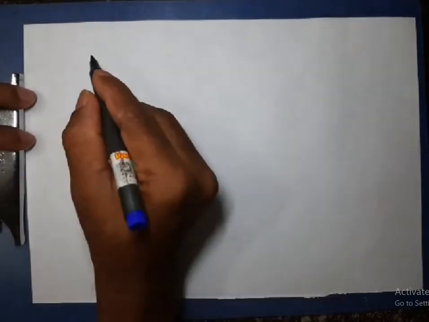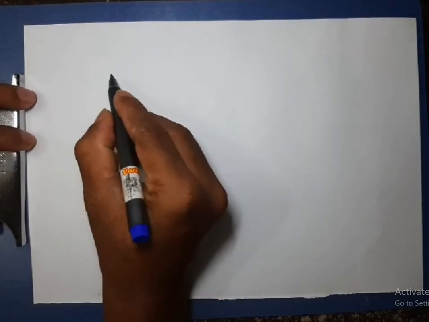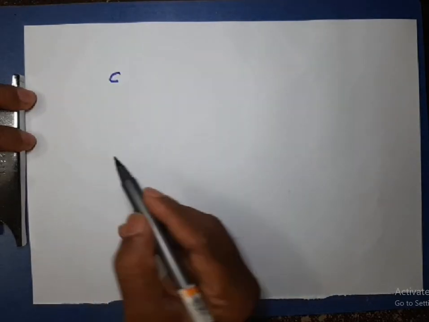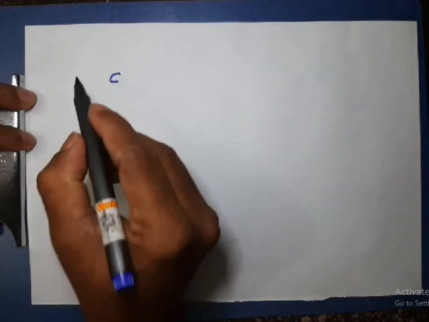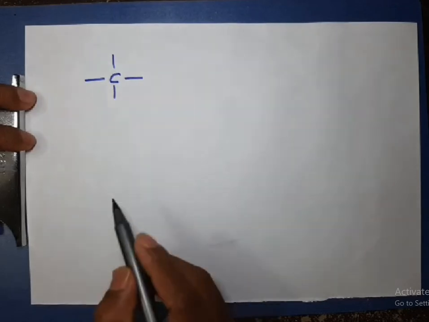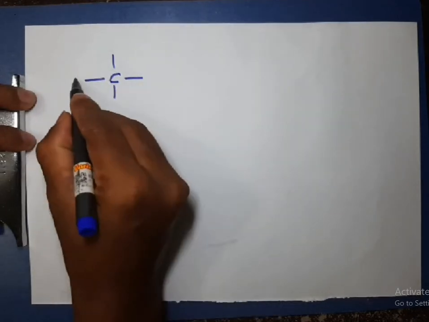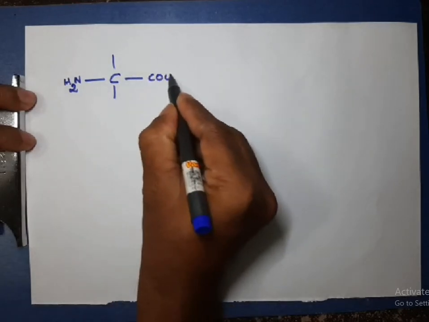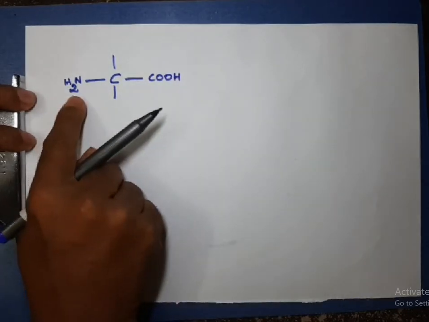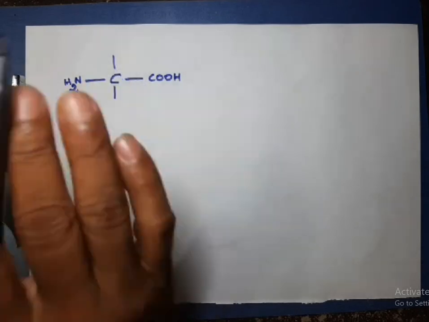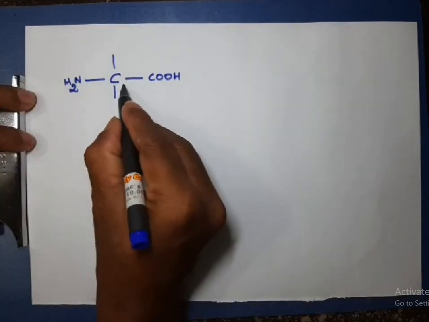So as I told you, in amino acid, we have alpha carbon. This alpha carbon is connected with four groups, right? One is the amino group, let me write this as NH2. The other one is the carboxylic acid group. If the amino group and carboxylic acid group are directly connected to a carbon, we call that amino acid an alpha amino acid. This carbon is called alpha carbon.